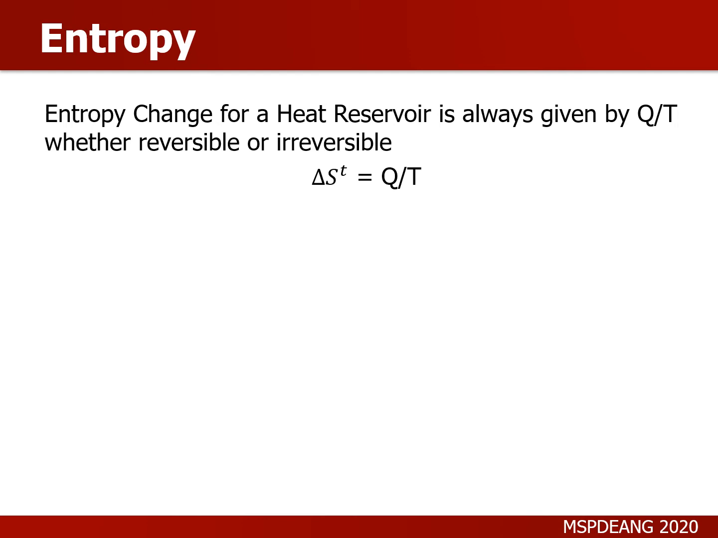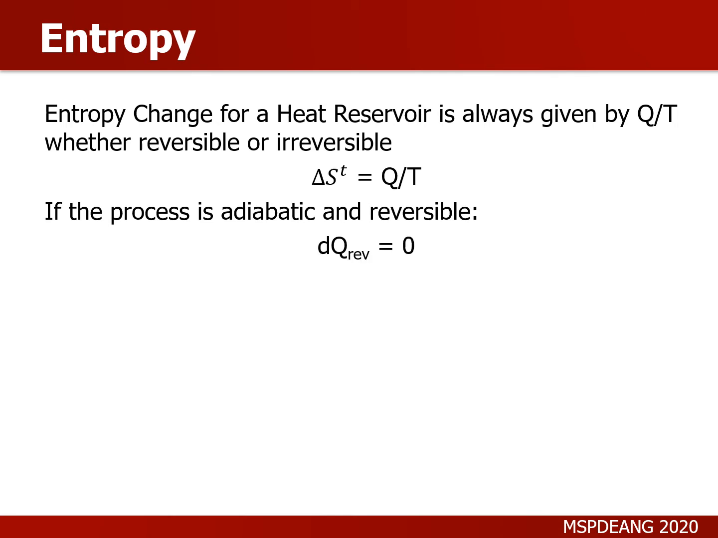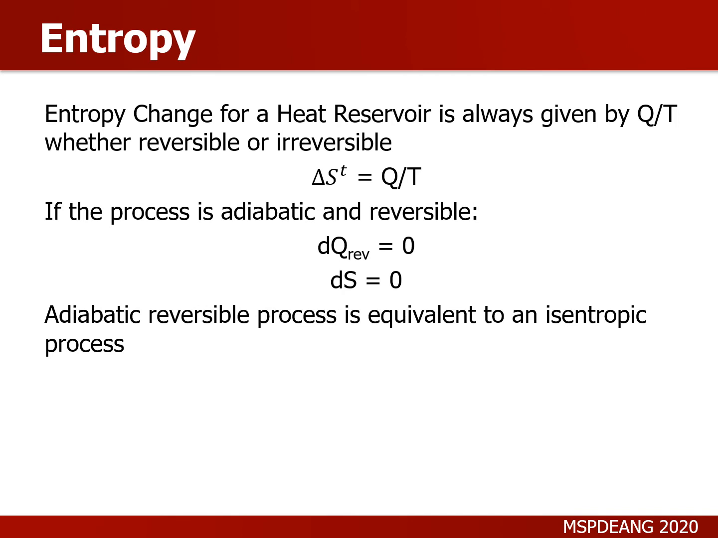Now, for a heat reservoir, the entropy change is always given by Q over T, whether the process is reversible or irreversible. Now, what if the process is adiabatic and reversible? Pag adiabatic yung process, dq rev is equal to 0. Pero kung wala tayong heat loss, wala tayong heat transfer, the quantity Q over T or dq over T will also be equal to 0. Thus, dS is equal to 0. So this is why adiabatic reversible processes are also equivalent to isentropic processes. They are one and the other.